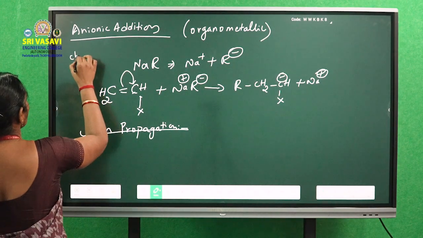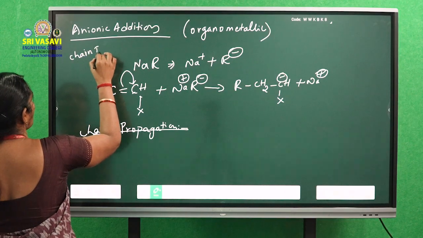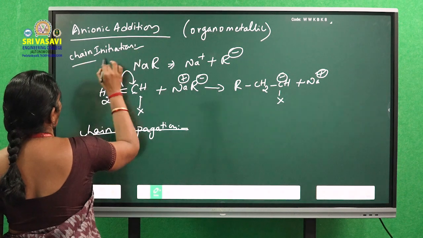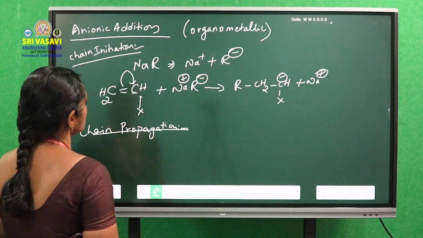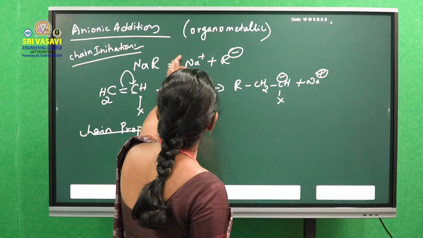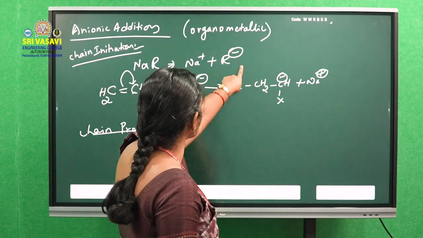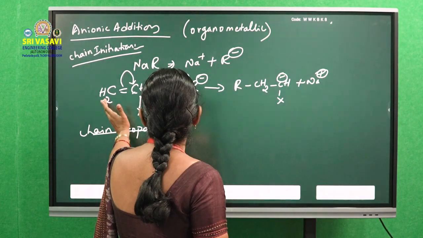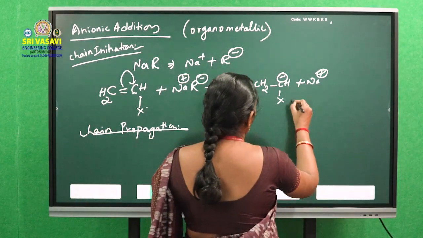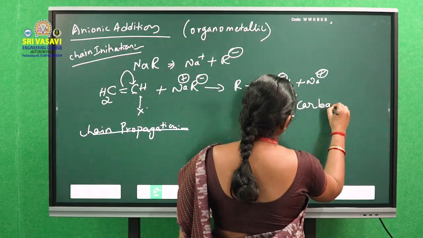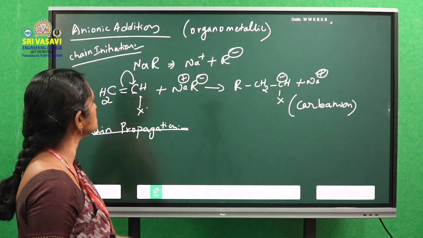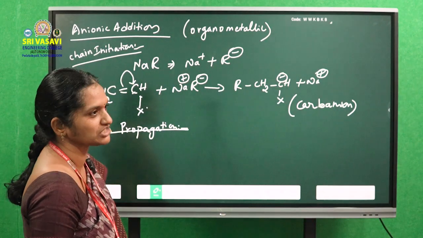Organometallic compounds means a combination of a metal with an alkyl group, C2H5, CH3, whatever it may be. This organometallic compound cleaves into Na plus and R minus. This cleaves the monomer and I am getting C minus. So I am getting the carbanion on the carbon chain. So this is the anionic chain initiation.